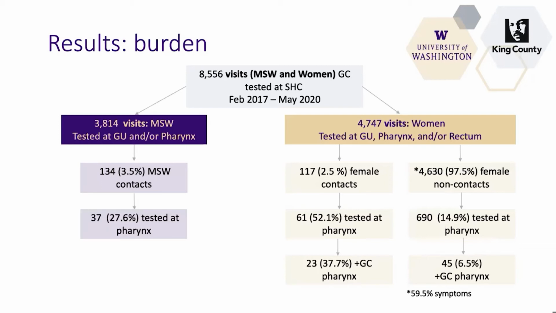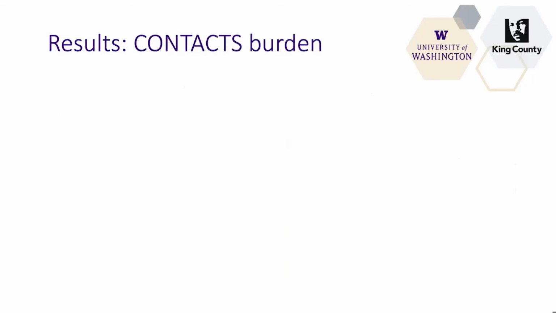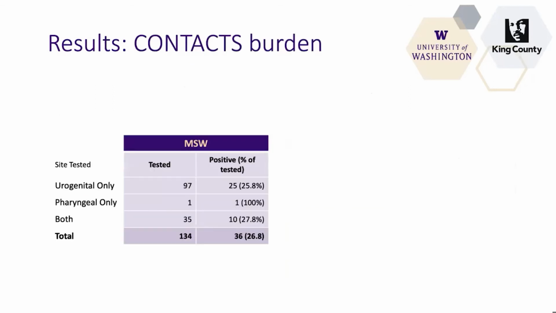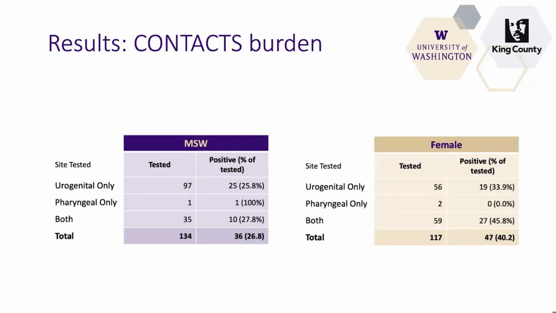28% of those tested were tested at the pharynx, and 22% of those male contacts tested were positive at the pharynx. Looking further at the burden of disease in contacts in particular, a greater portion of the male contacts were tested only at the urogenital site, with only 35 of 134 being tested at both the GU and the pharynx. Of those tested at both sites, 28% were positive.